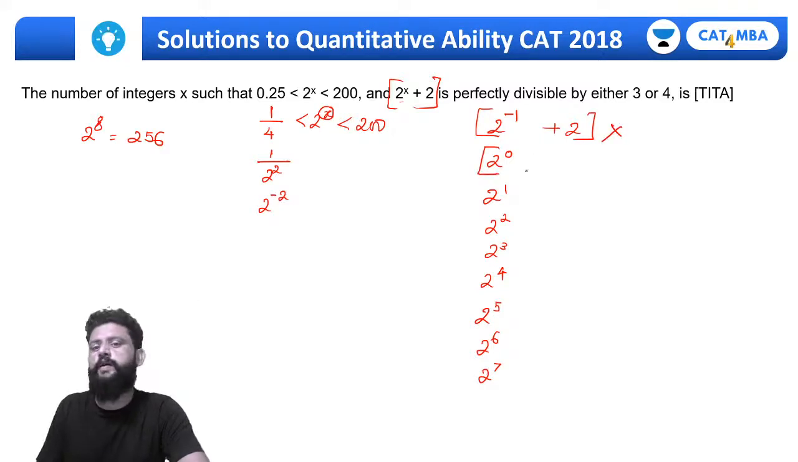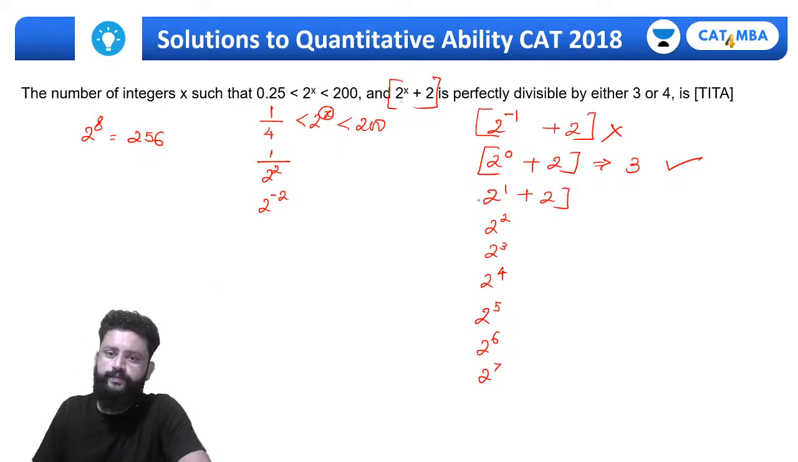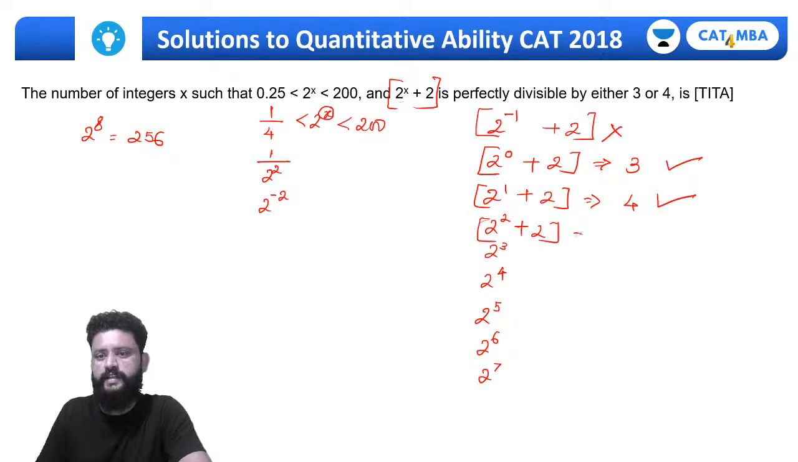But if you add 2 to the power 0 plus 2, that comes out to be 3, a multiple of 3, that is perfectly fine. Then 2 to the power 1 plus 2, you can easily cross check, it is a multiple of 4, that is right. 2 square plus 2, that is 4 plus 2, is 6, which is a multiple of 3. Then 2 cube plus 2 comes out to be 10, which is neither a multiple of 3 nor 4. Then 16 plus 2, 18, is a multiple of 3.